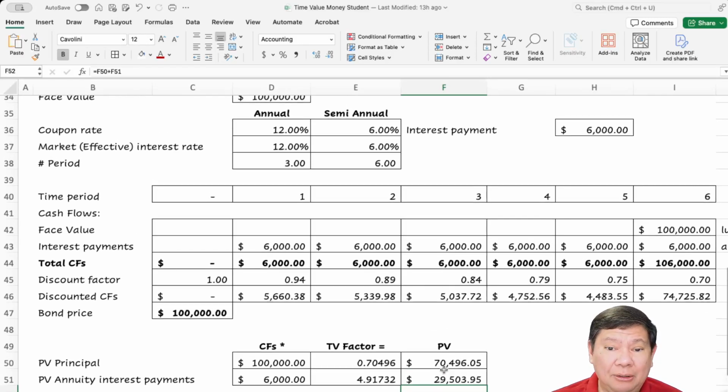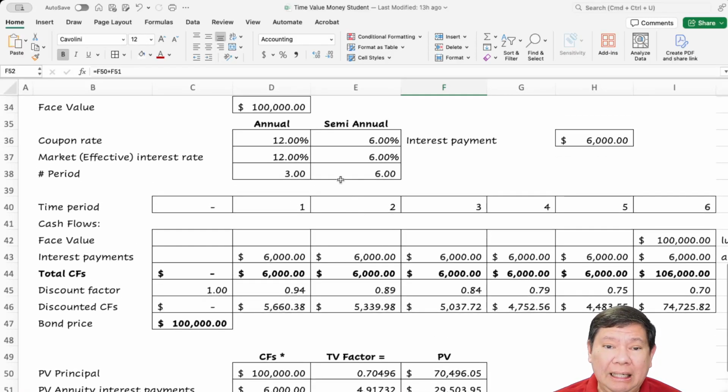That's how we calculate the price of a bond when the annual interest rate, the coupon, and the market effective interest rate are equal. So we can say that the selling price of the bonds equals the face value, or the bonds are issued at par.